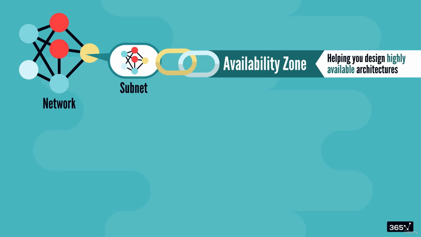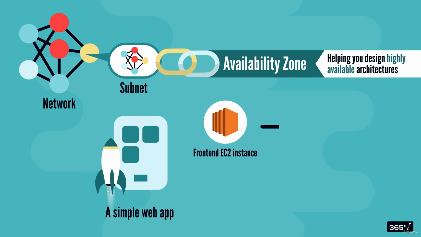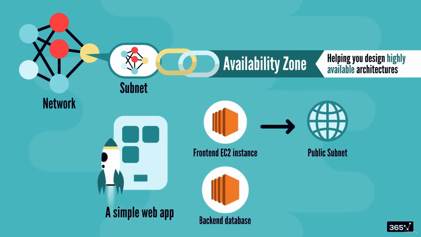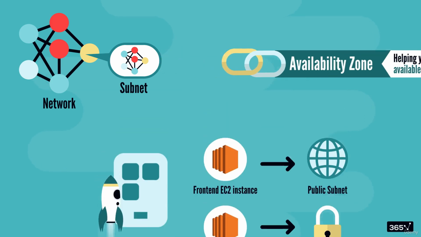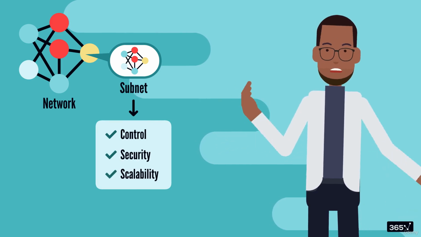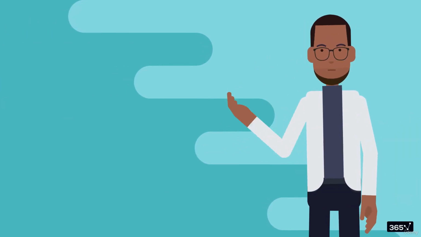Let's say you're launching a simple web app. The front-end EC2 instance goes into a public subnet to handle user requests. The backend database sits in a private subnet, safe and tucked away. Subnets therefore give you control, security, and scalability. And that wraps up our overview on subnets.